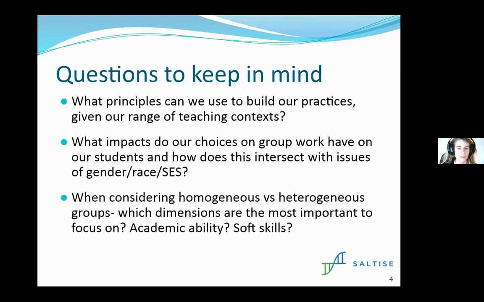So here's a few questions that emerged out of part 1 of the Teamwork Challenge, last month's webinar. I'll read them to you. What principles can we use to build our practices given our range of teaching contexts? What impacts do our choices on group work have on our students, and how does this intersect with issues such as gender, race, and socioeconomic status? And when we talk about homogeneous versus heterogeneous groups, what dimensions are we actually talking about? Is it academic ability? Is it soft skills like ability to communicate or problem solve, or is it something else perhaps?